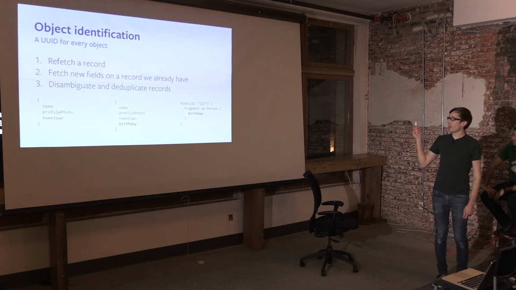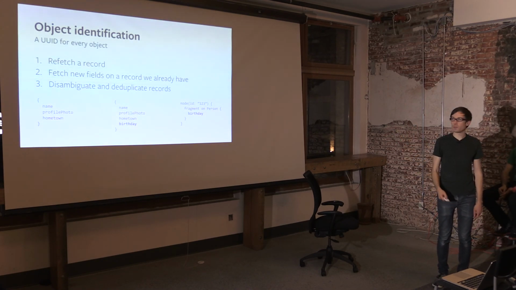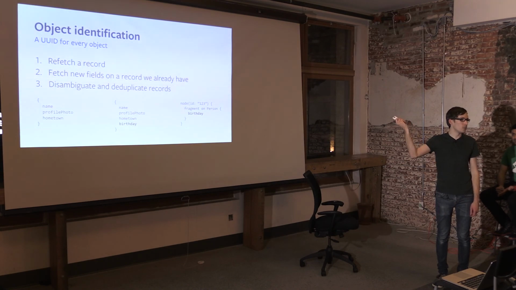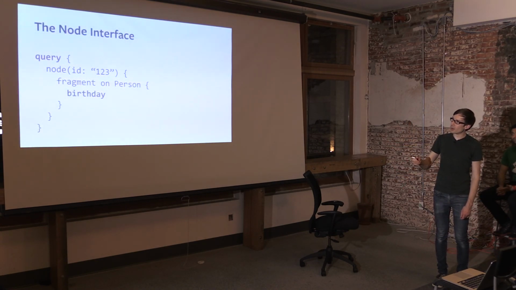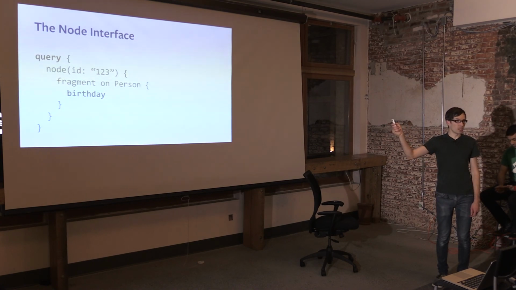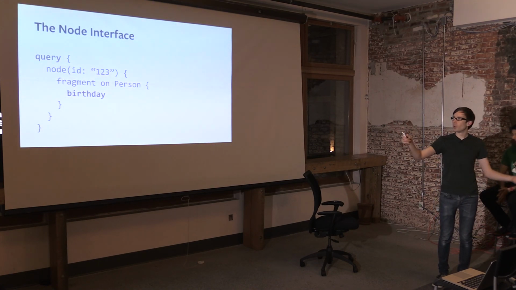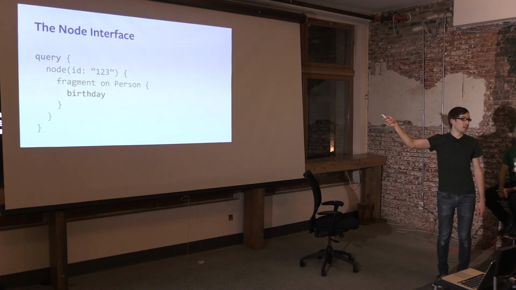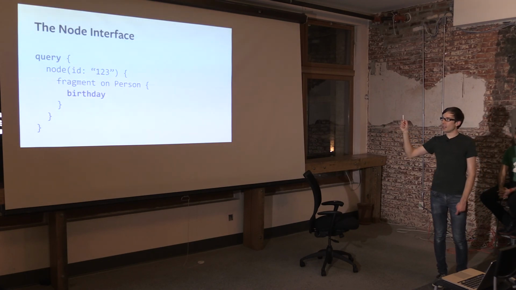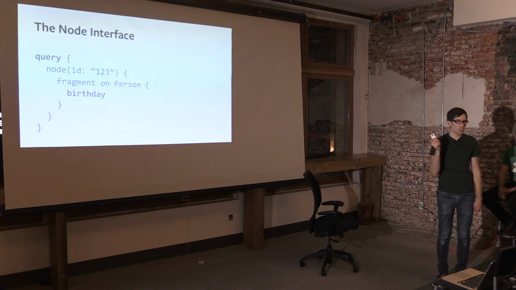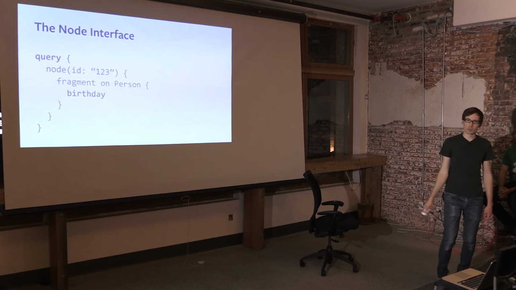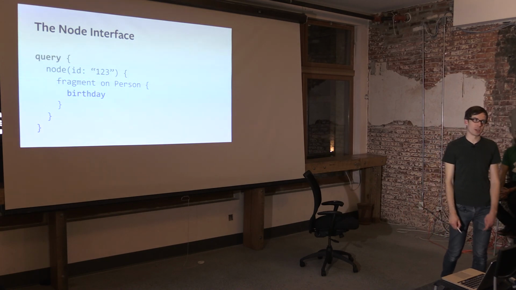It says, hey, I know that you fetched those three fields on a person with ID 123, so I'm going to synthesize this query. Node, give me the node in my graph with the UUID 123, and I know for a fact it's a person because I've already fetched its type, and just give me the birthday. So this is how we do incremental data fetches over time.